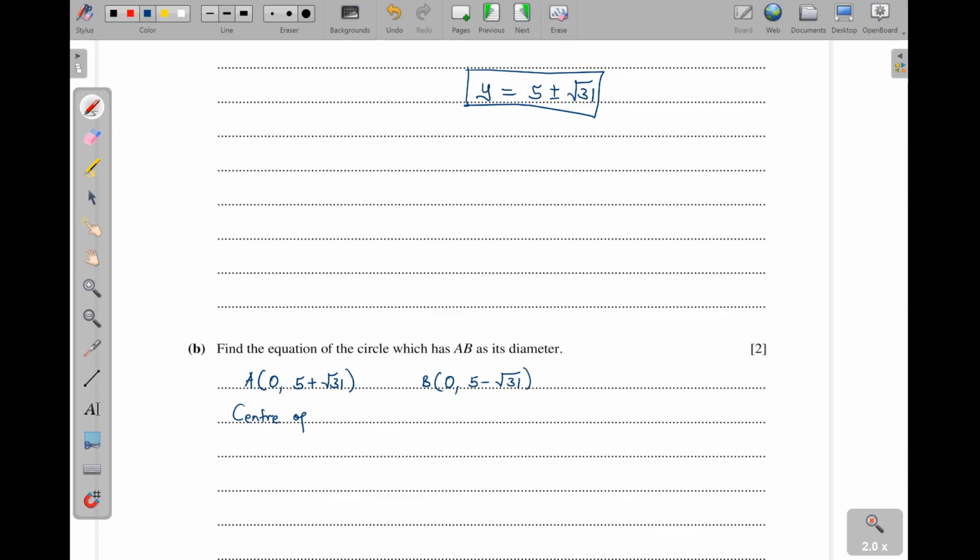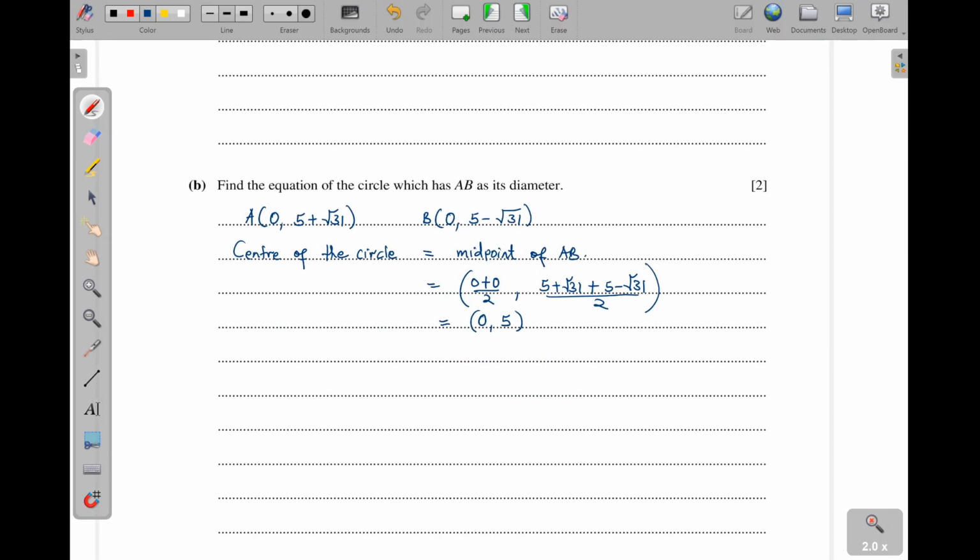The center of the circle is equal to the midpoint of that line, AB. So how do we get the midpoint? The average of the x-coordinates, then the average of the y-coordinates. 5 plus root of 31, then 5 minus root of 31, then divide by 2. You can see that the roots can disappear. Then 5 plus 5, that is 10, divided by 2. That will give us a 5. So the center of the circle is (0, 5). Okay, now let's find the radius.